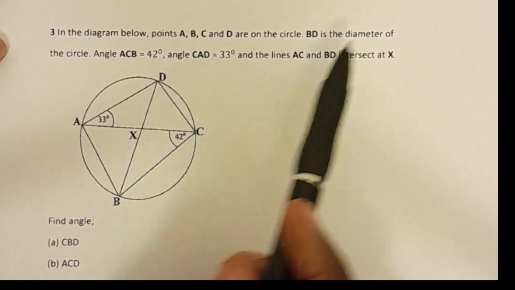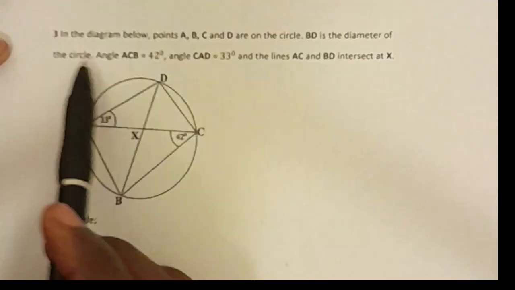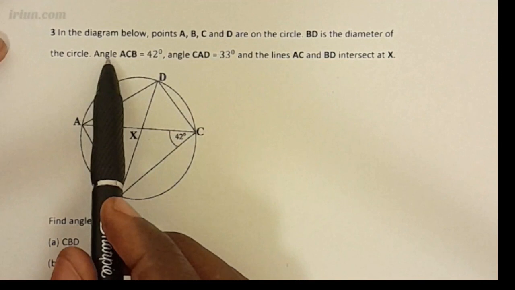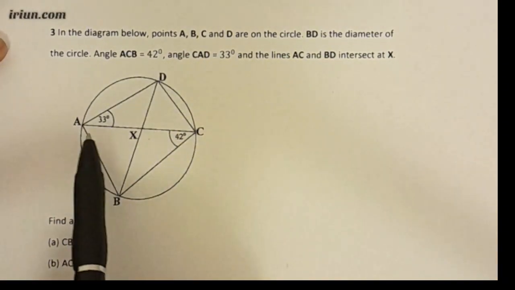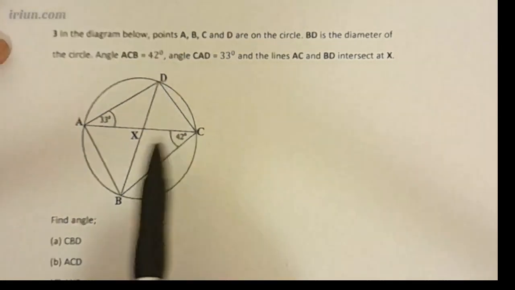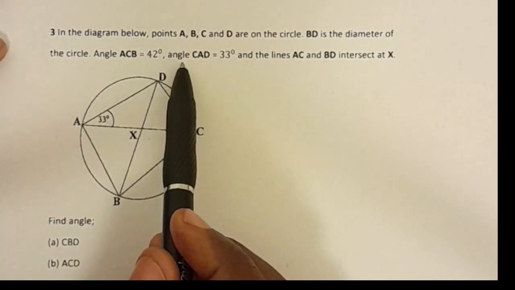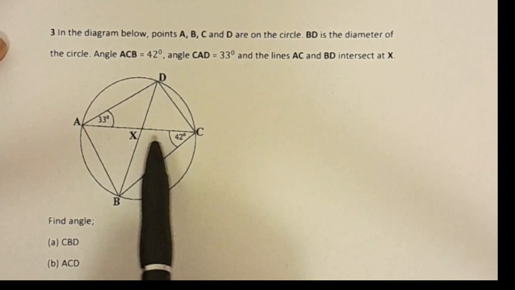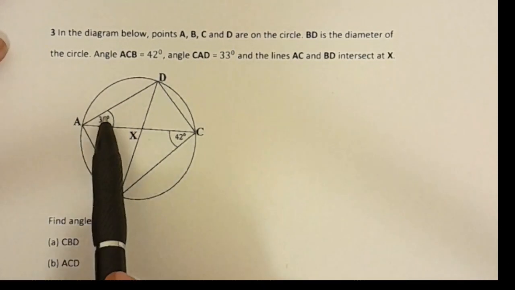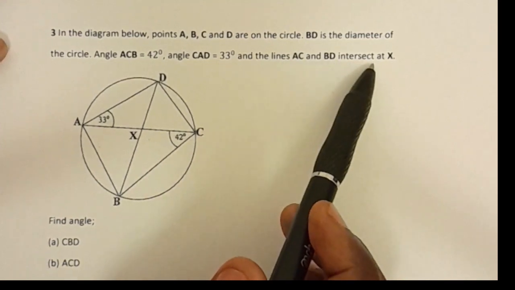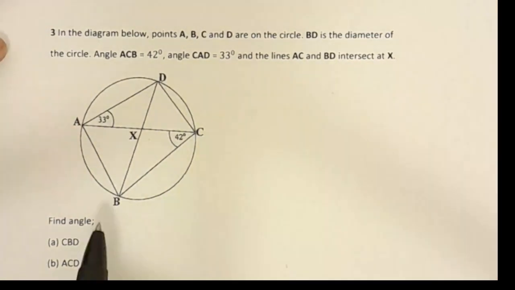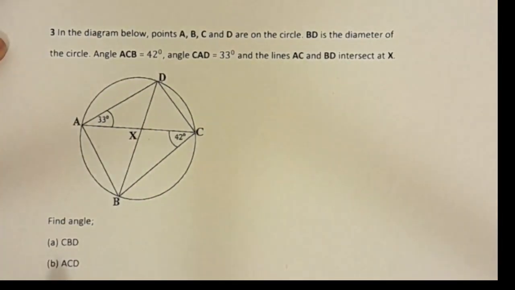BD is the diameter of the circle. Then angle ACB is 42 degrees, and angle CAD is 33 degrees. And the lines AC and BD intersect at X. Okay, so this is the intersection here.